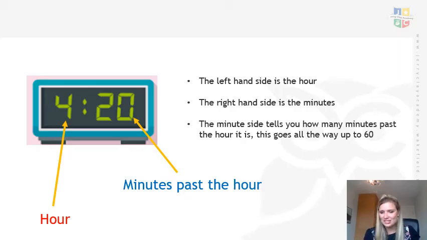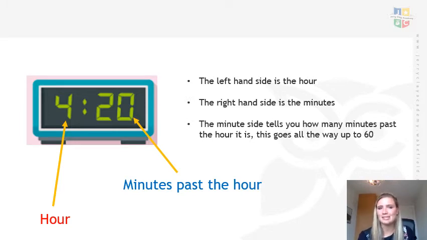So this is a digital clock. There are two sides to a digital clock, which are split by a colon in the middle. The left hand side is the hour, so 4 is the hour, so we know that the hour is 4. And the right hand side is the minute, so this tells us how many minutes past the hour.